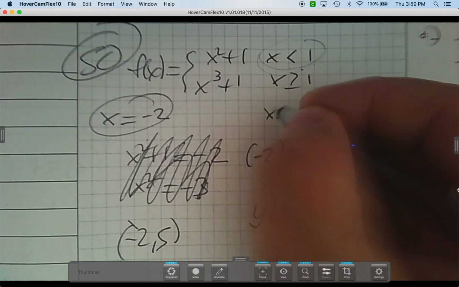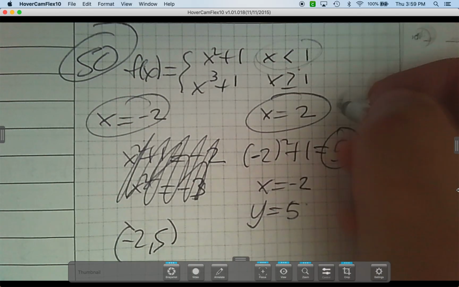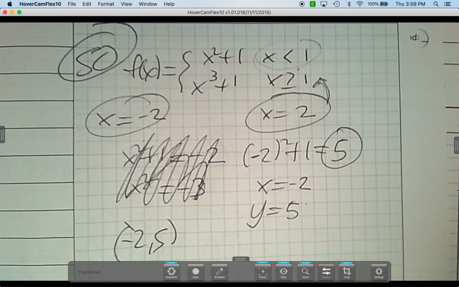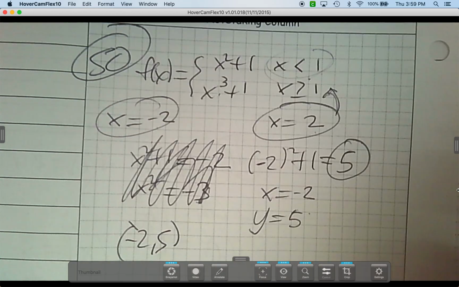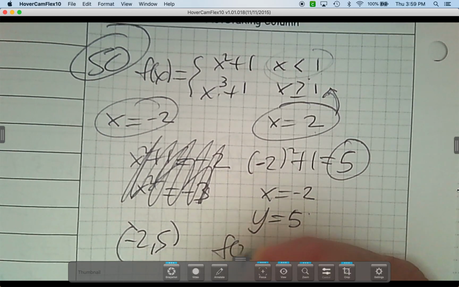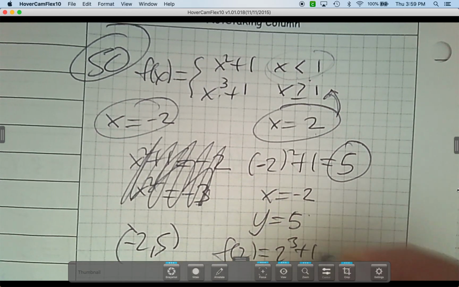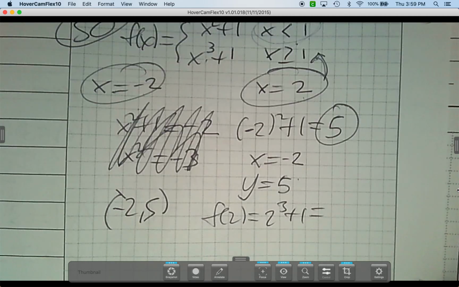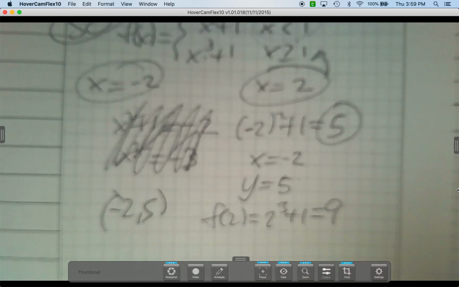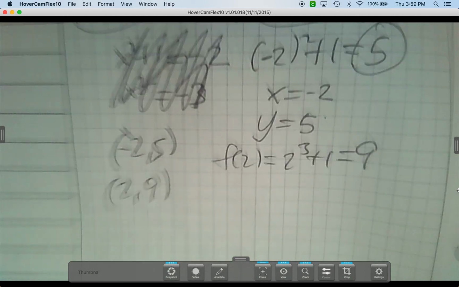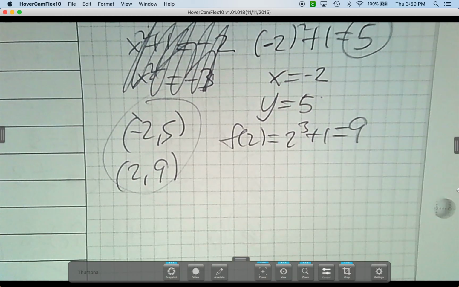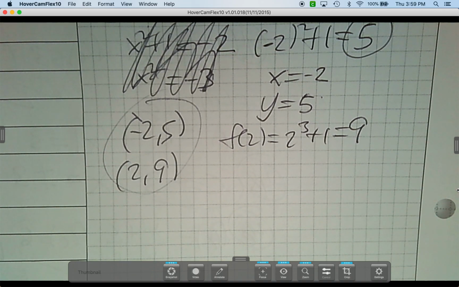Now the second one, x equals 2. Well, that only applies to the bottom piece when x is greater than or equal to 1. So I'm going to plug 2 into the bottom to get an answer. So if I plug 2 into the bottom, that's 2 cubed plus 1. That's 8 plus 1, which is 9. So positive 2 and 9. What I want is the line that goes through those 2 points. How do I do that?